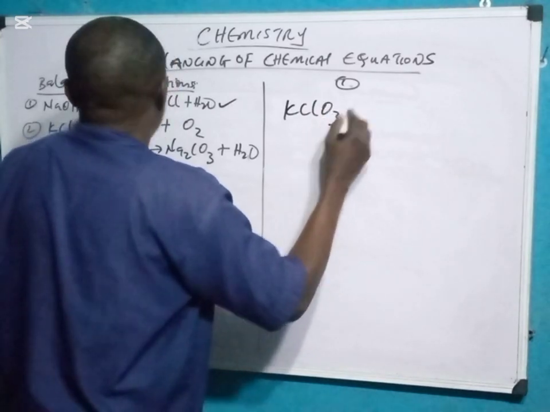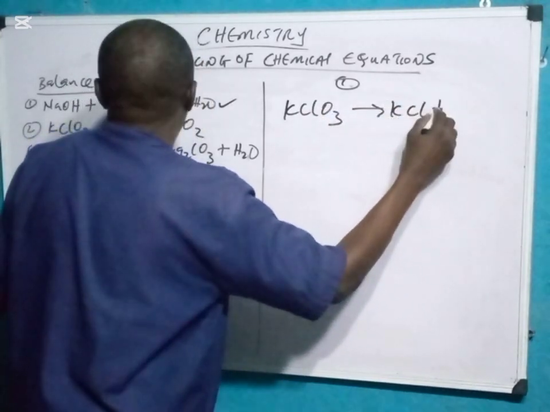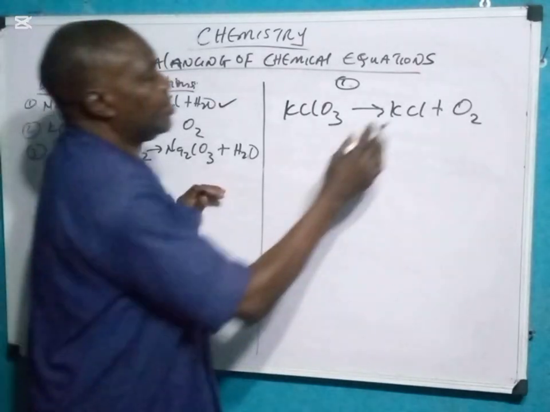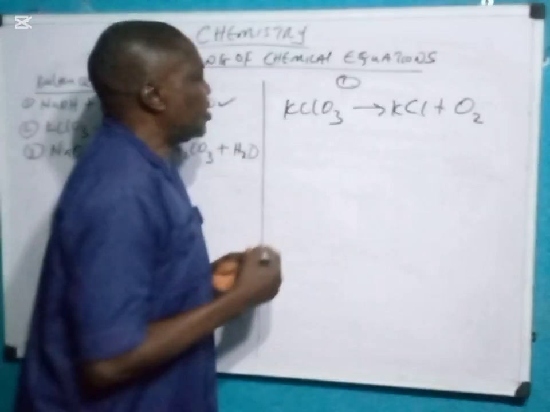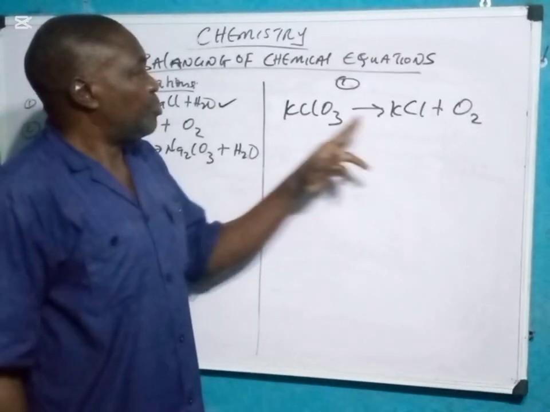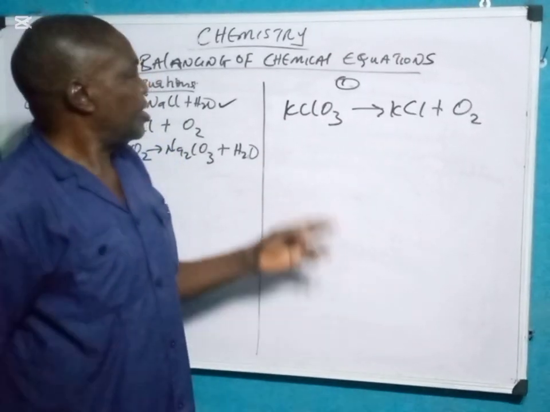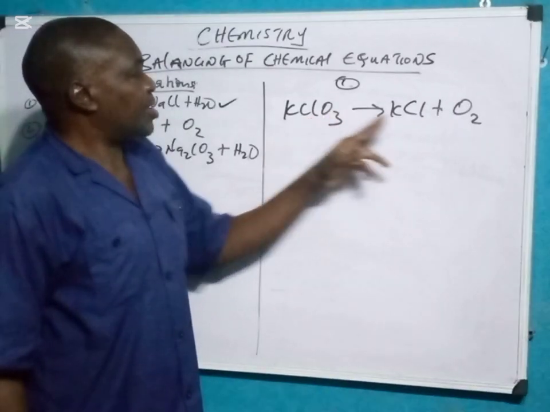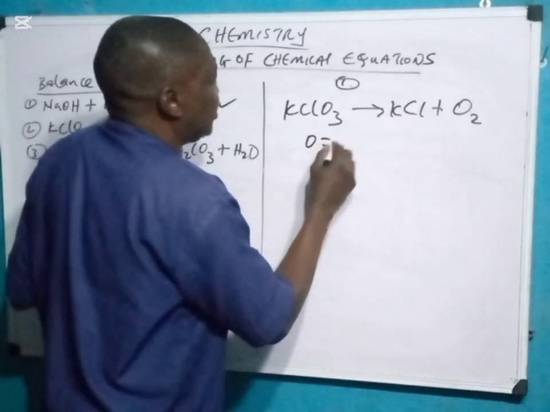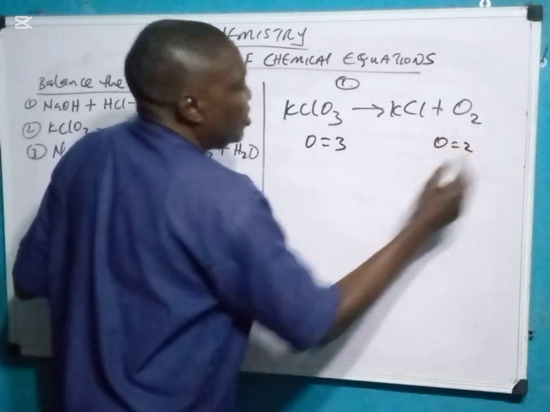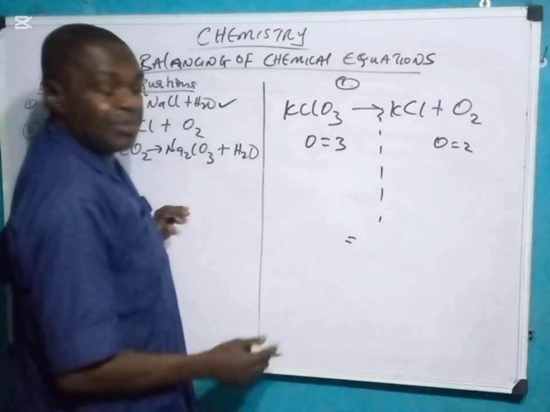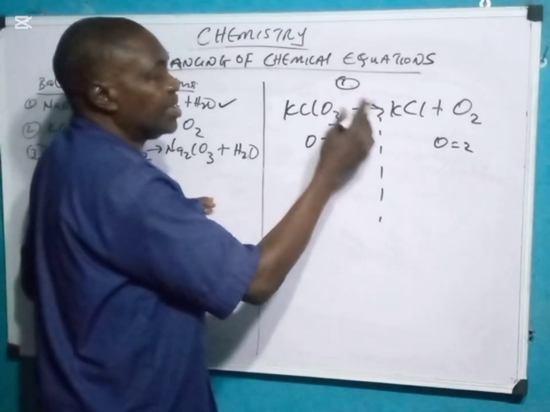KClO3, to give you KCl plus O2. So you can see it. This is KClO3 to give you KCl plus O2. Potassium is 1. Potassium is 1. You don't need to touch it. Chlorine is 1. Chlorine is 1. The place you have problem now is oxygen. So you say oxygen here is 3. Oxygen here is 2. What you do, let's say this is demarcation line, just like equals to in mathematics. You separating the reactant from the product.